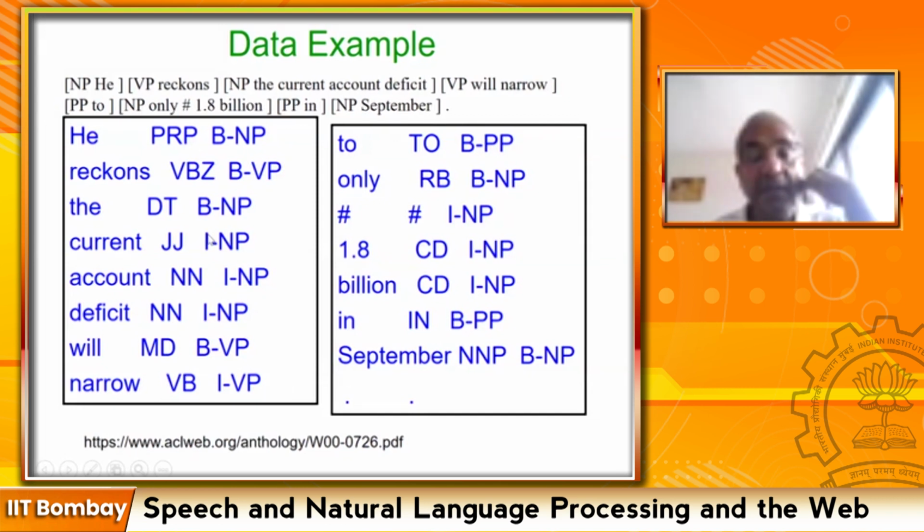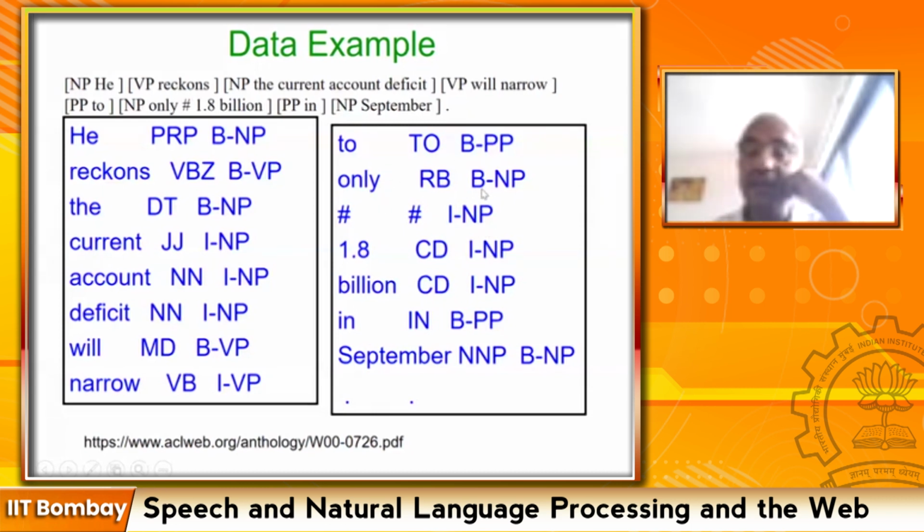Where does the chunk end? That chunk ends just before the next B. Well, it begins with "will" and then an I, therefore "will narrow". "Will narrow" is a verb chunk. "The current account deficit" is a noun chunk. "To" is the next B, so the verb chunk has ended with "narrow". "Only" is RB, again a B, so "to" is a single word chunk.